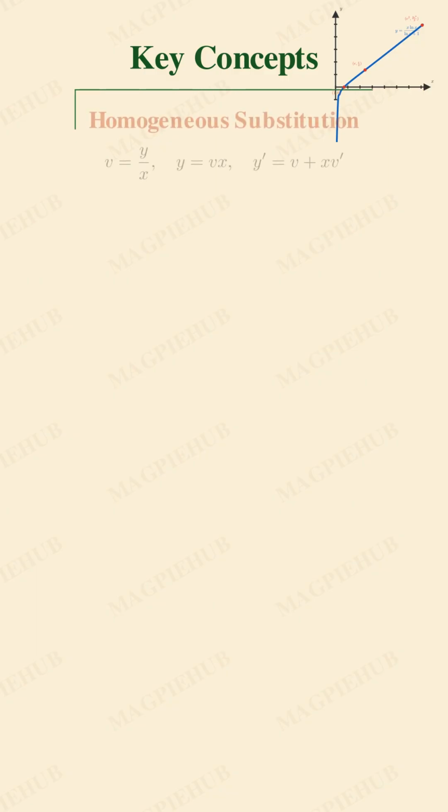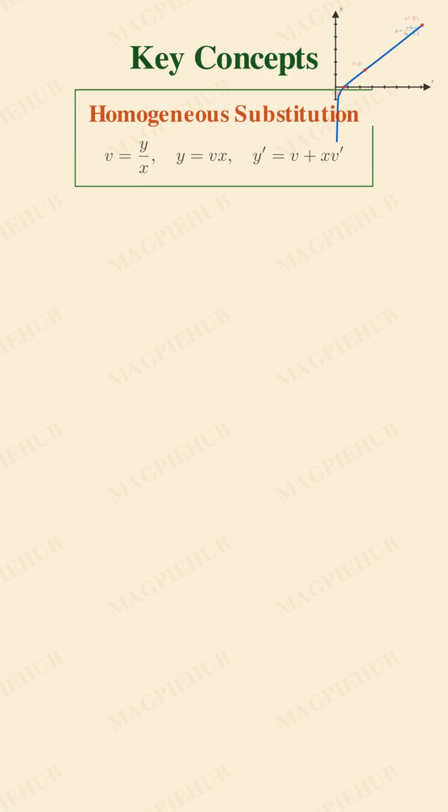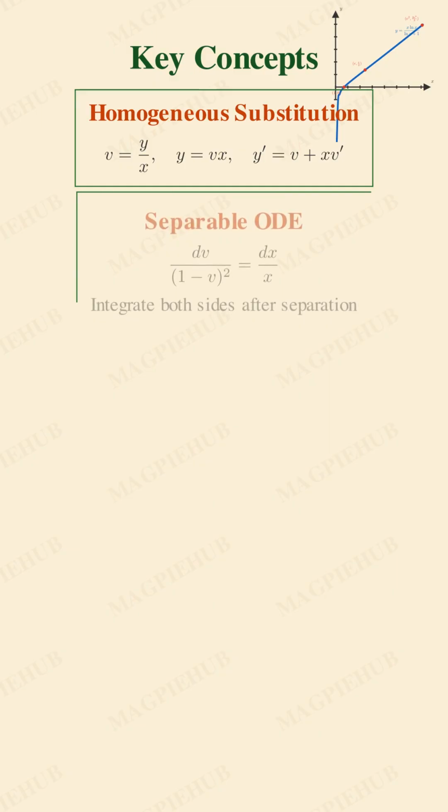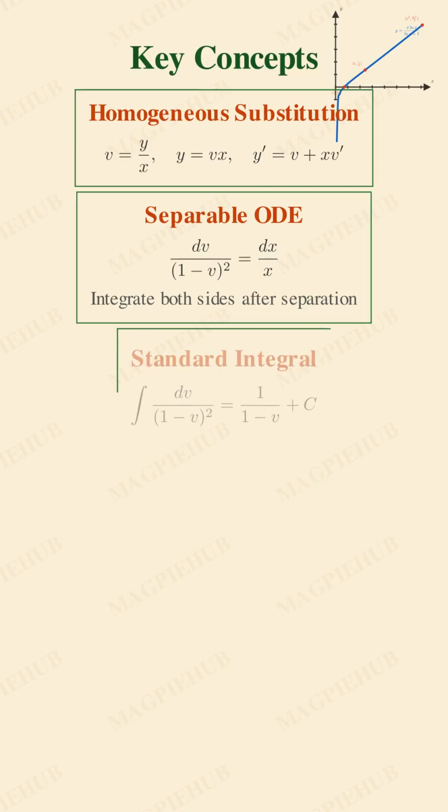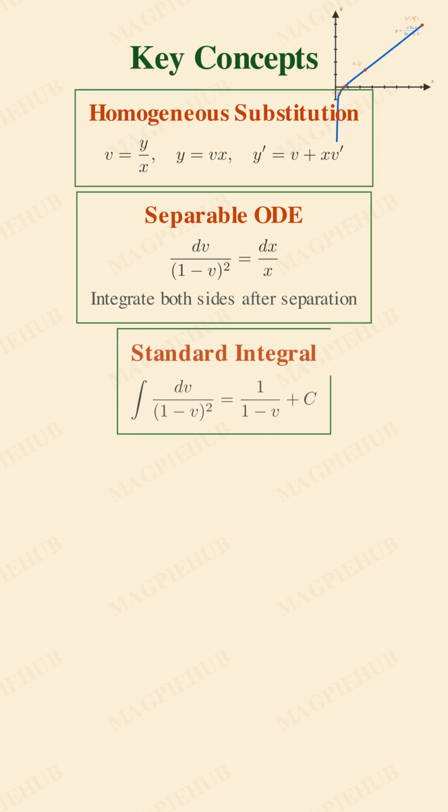Before solving, let us recall the key concepts. First, when a differential equation can be written in terms of y over x, we use the substitution v equals y over x, so y equals vx and y prime equals v plus x v prime. Second, after substitution, we aim to get a separable ODE where variables can be separated. Third, the integral of 1 over 1 minus v whole squared is 1 over 1 minus v plus a constant.